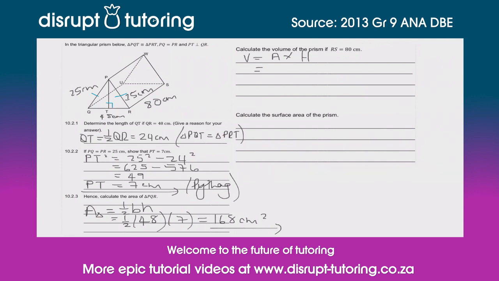Okay, so our area we've already calculated as 168 centimeters squared, and the height they've just given to us over here, which is our RS equals 80 centimeters. So we can plug that into our calculator, and that's going to give us 13,440 centimeters cubed, because we're working in 3 dimensions now. Very important to include the cubed. Right, so there we are, moving along really nicely.